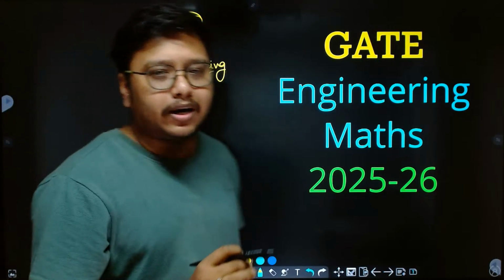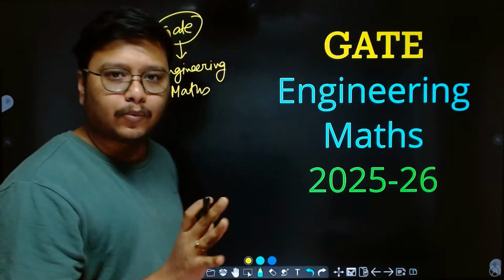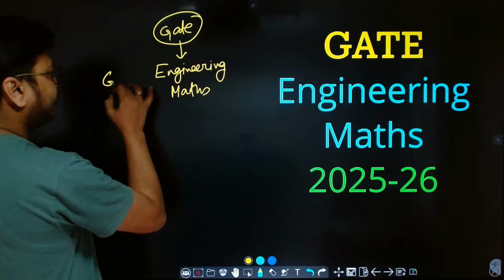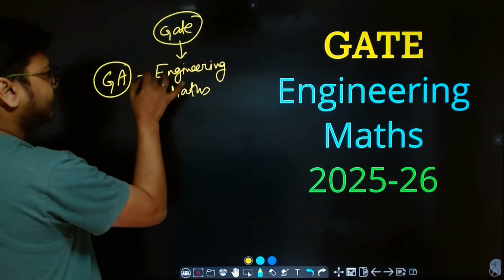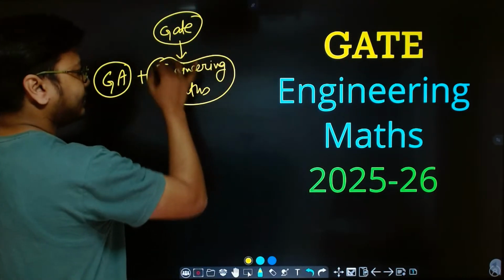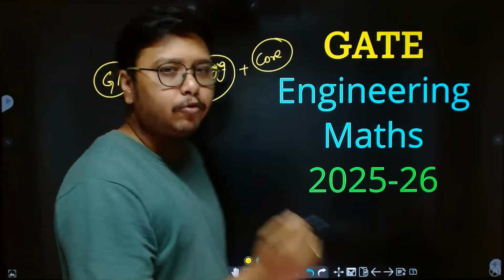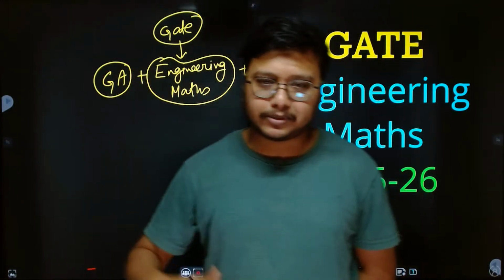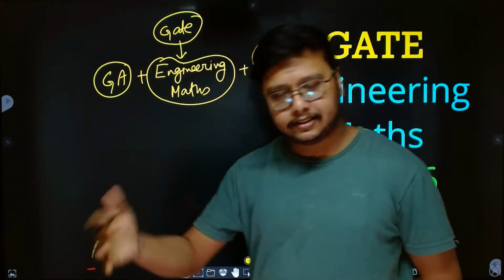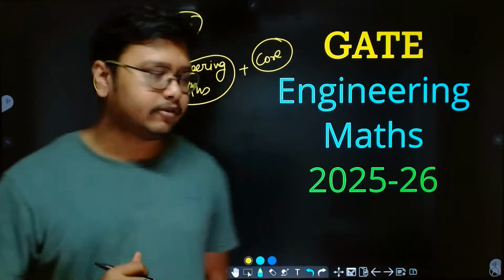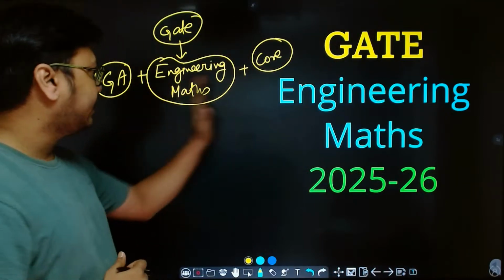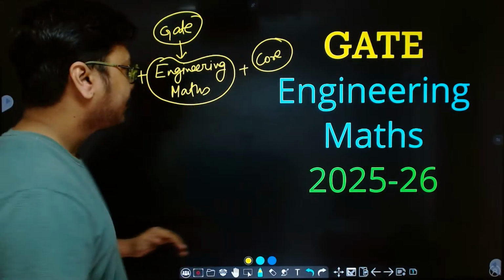You can broadly break up the question paper into three parts. One is general aptitude, one is engineering maths, and another part is your core paper. If you are from CSE, then questions from CSE. If you are from EC, then questions from EC and all that. Okay, which is your core part. So you can divide the question paper into three categories.